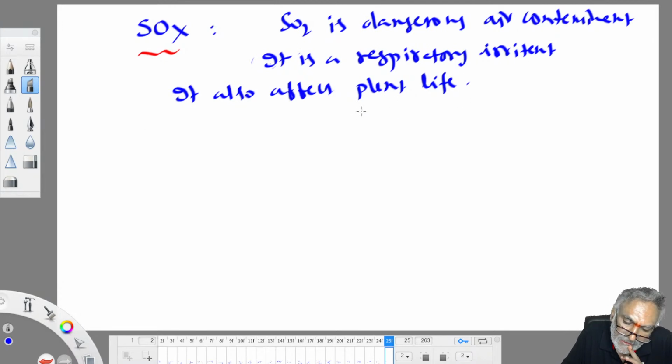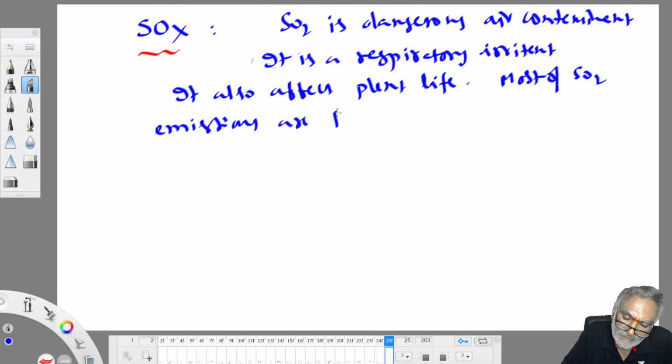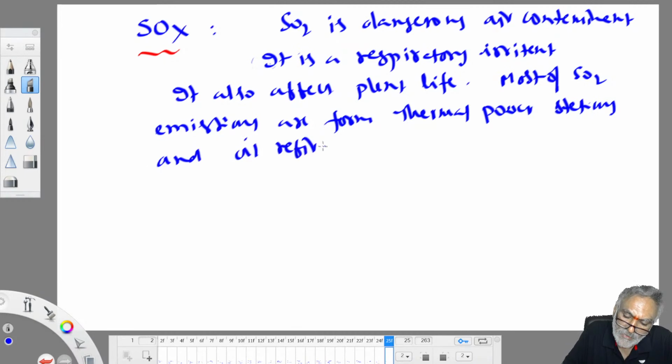and oil refineries. Most of SO2 emissions are from thermal power stations by burning coal. Okay, and oil refineries, BPCL, HPCL. We are getting crude oil from Russia now. Crude oil that we refine and sell to the market, petrol, diesel and all. So from there we'll get so much amount of SO2.